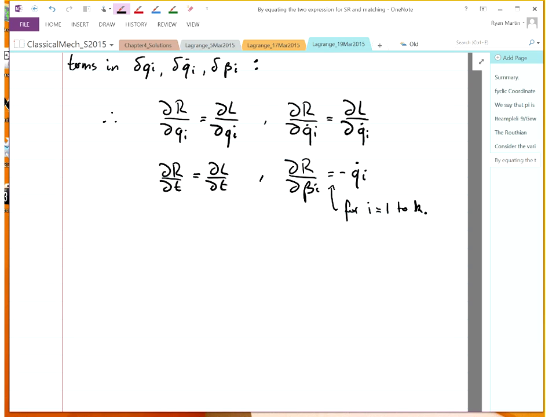Okay, so now we've identified these four relationships between this completely randomly defined Routhian, or maybe not completely randomly, but so far not very well justified. We have these relations between the Routhian and the Lagrangian. So how are they useful? Because ∂R/∂qi is the same as ∂L/∂qi, and ∂R/∂qi dot is the same as ∂L/∂qi dot, then R must also follow the Euler-Lagrange equation, right?